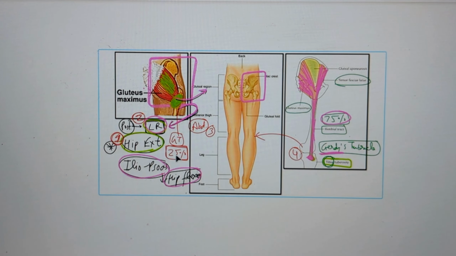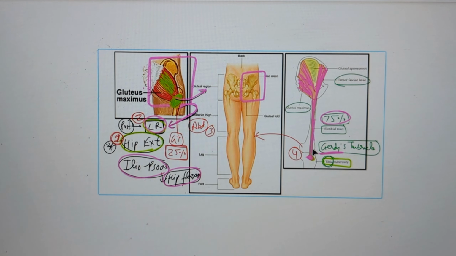Approximately 25% of muscle fibers insert on the gluteal tuberosity of the femur. The remaining 75% of fibers continue into the iliotibial tract, blend with the tensor fasciae latae, eventually attaching to Gerdy's tubercle on the anterior aspect of the tibia. This insertion helps stabilize the knee joint, particularly during extension.